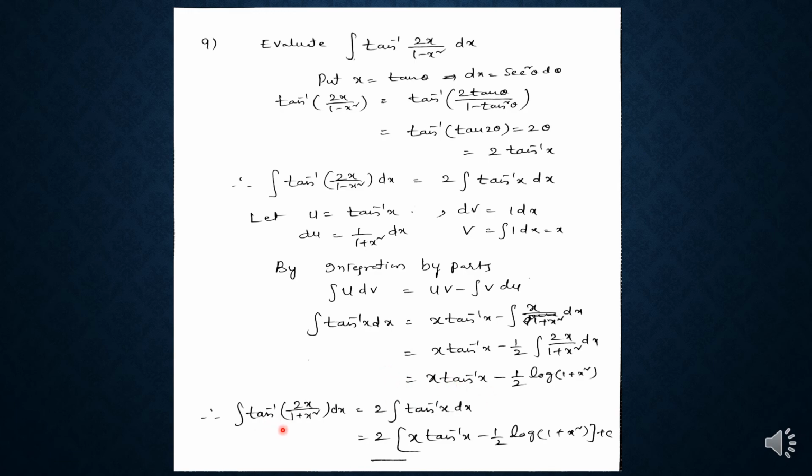Therefore the integral of tan inverse of 2x by 1 minus x square dx is equal to 2 into integral tan inverse x dx. That is 2 into, we know that integral tan inverse x dx is x tan inverse x minus half into log of 1 plus x square. By substituting this value here, that becomes 2 into x tan inverse x minus 1 by 2 log of 1 plus x square plus c. So this is the solution of this problem.